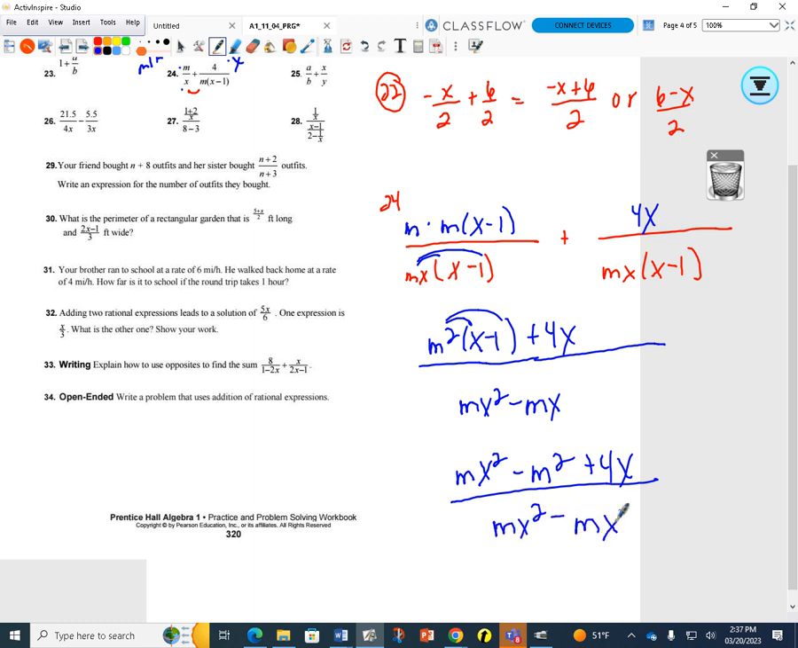Let's see if we got that. Oh, this was m squared x. I did that wrong, but yeah. So here, let's fix that real quick. M squared times x is m squared x minus m squared plus 4x. Yep, and so that's your final answer for 24.